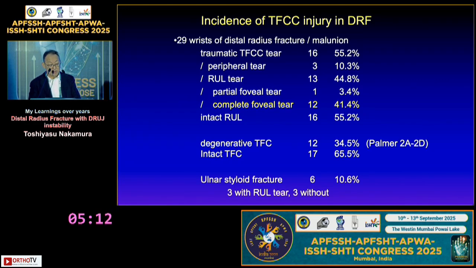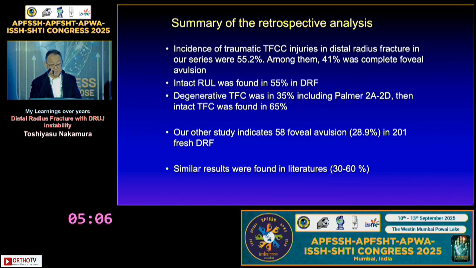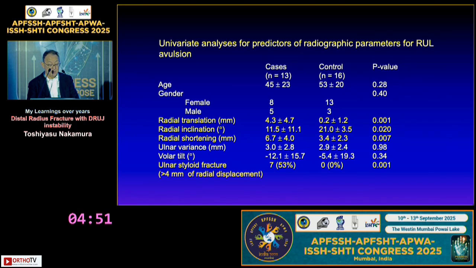Ulnar styloid fracture was found in 6 cases: 3 with radioulnar ligament avulsion, 3 without. In summary of the retrospective analysis, an intact radioulnar ligament was found in 55%, and 45% had a fovea avulsion. This is a very similar result to that found in the literature.